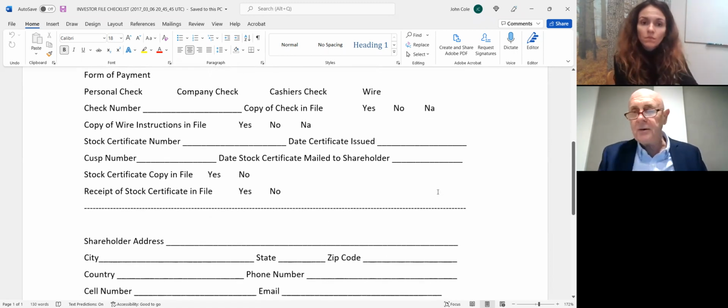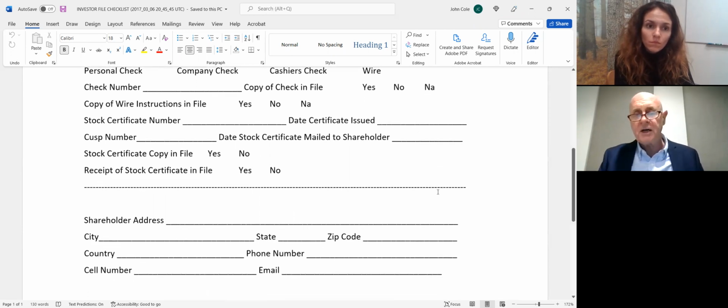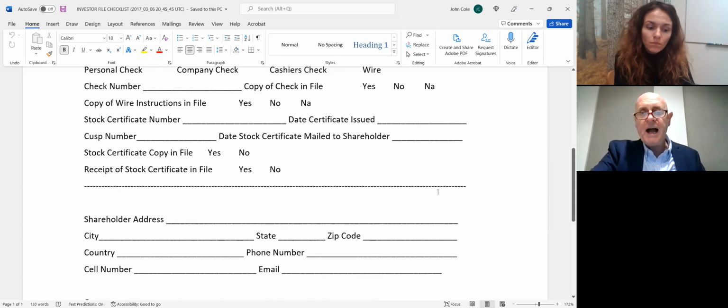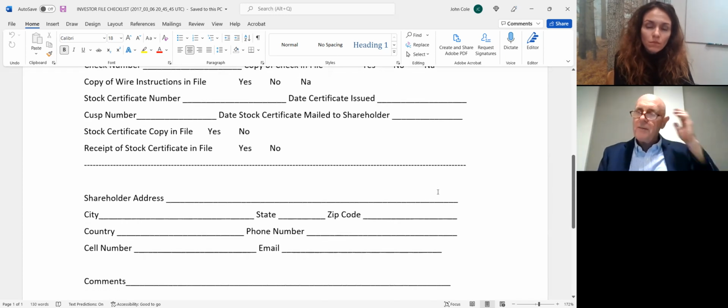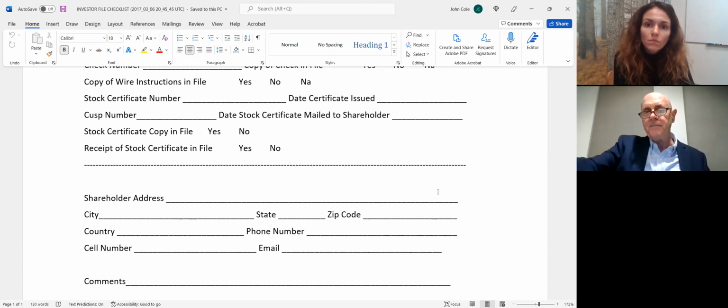And then the check number. You put the check number there. Then the copy of the check in the file: yes, no, NA. You circle yes, it's in the file. Copy of wire instructions: if they wired, you circle yes, they wired. Stock certificate number. When you give them a stock certificate, because they've invested and are going to get a stock certificate from the company, you write the stock certificate number there so it ties out to the investment.